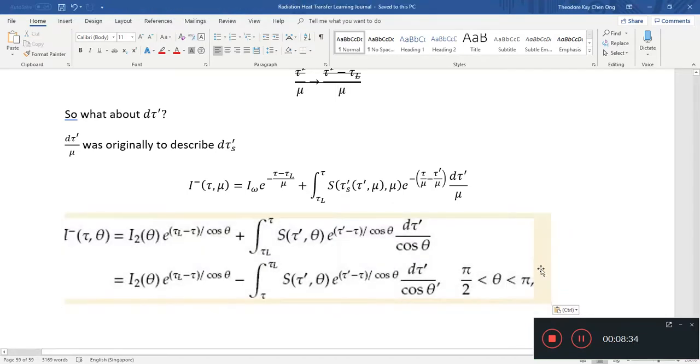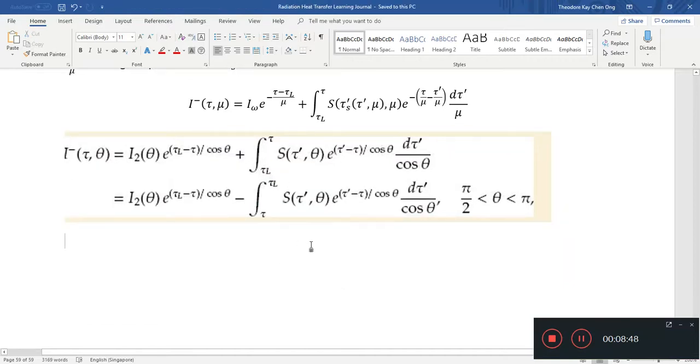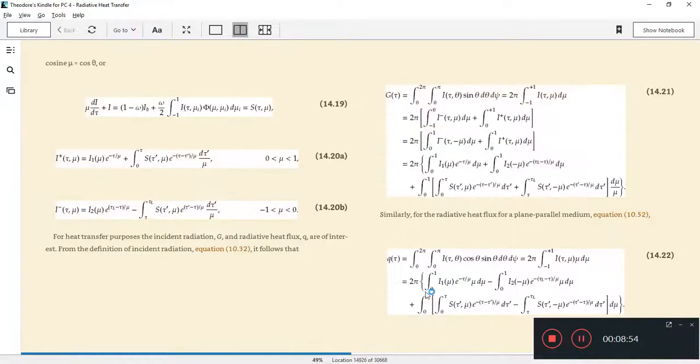Of course, you can do a simple sign change if you want to have tau at the bottom and tau L on the top. Otherwise, it's more or less the same thing. If we take a look over here, we'll see the converted final form of the equation. From mu equals 0 to mu equals 1, we have this form for I plus. From mu equals minus 1 to mu equals 0, we have this form for I minus. So we can do what we need to do.